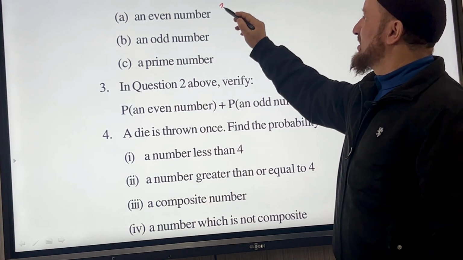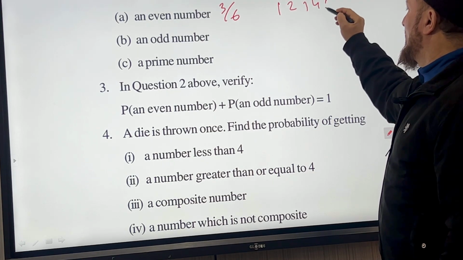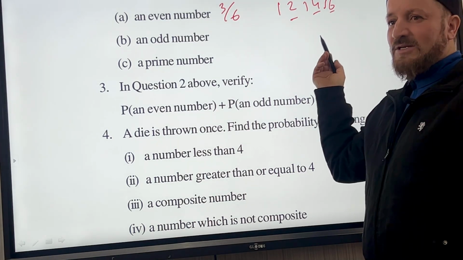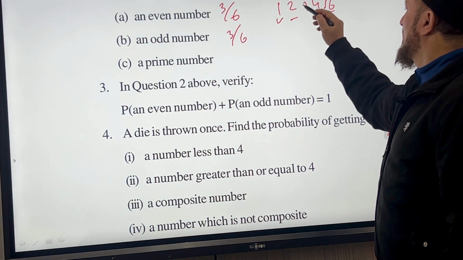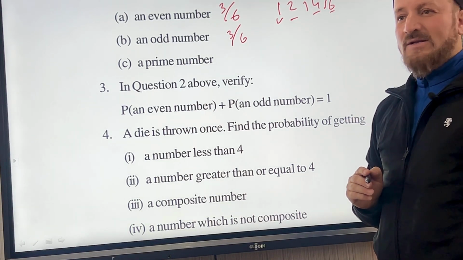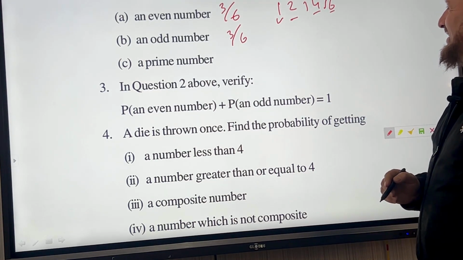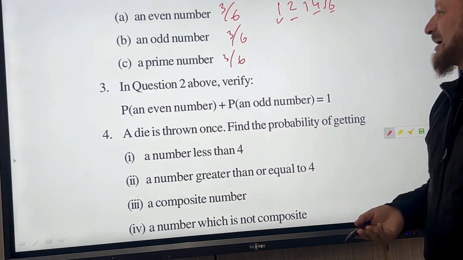Okay, Rida is saying 3 by 6. Is that right? 1, 2, 3, 4, 5, 6. Which are even? So 3 by 6. What will be odd? Which are odd? These. Okay? That is also 3, right? What are the prime numbers? Which are prime numbers? So that is also 3 by 6. All are 3 by 6, what's the problem?